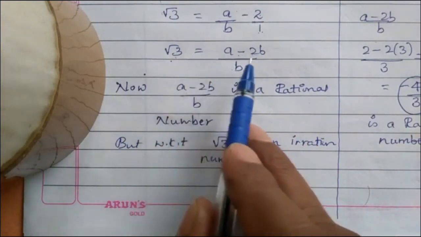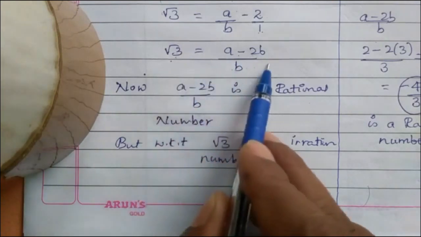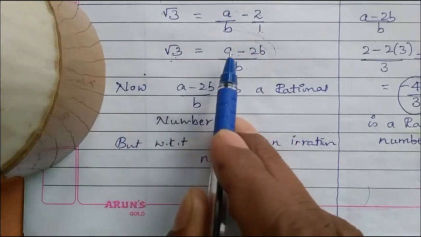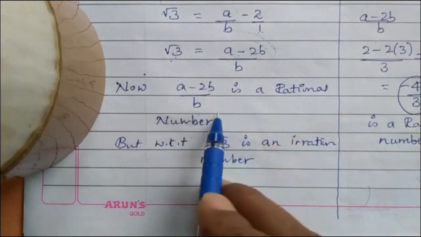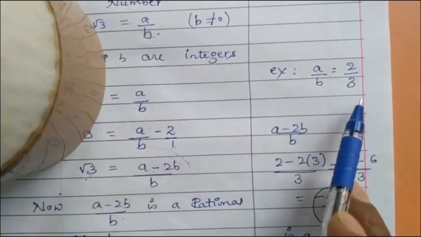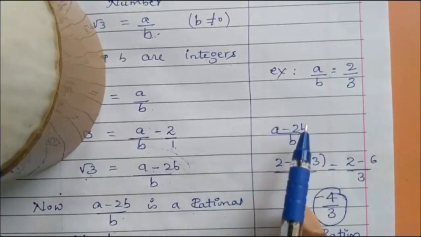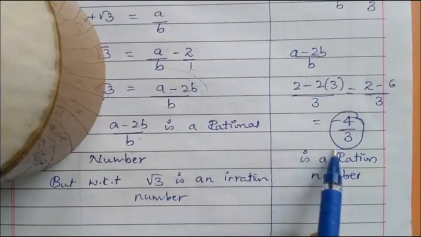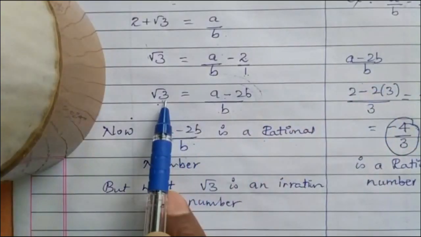So an irrational number equals a rational number. This leads to a contradiction. Root 3 is an irrational number, and (a minus 2b) divided by b is a rational number, because a and b are integers. When we put the integers a and b in place, we obtained the result as a rational number.